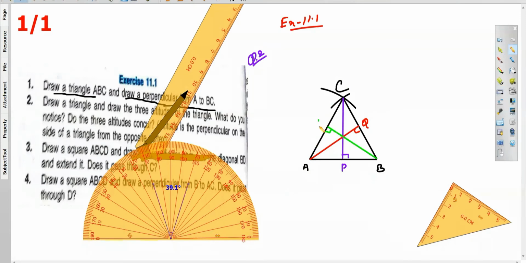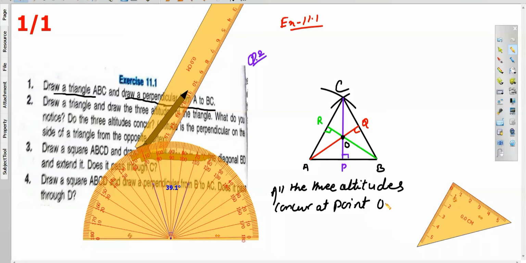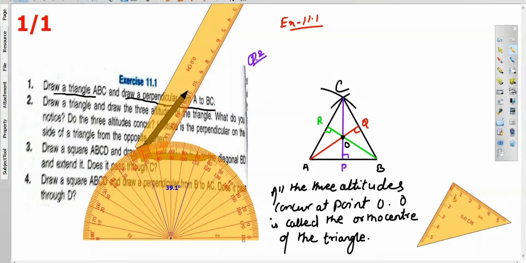This is R. Now what we can observe is that all the three altitudes are intersecting at one point and that point is O. All the three altitudes concur at point O. O is called the orthocenter of the triangle. So this is how we are going to do question number 2.